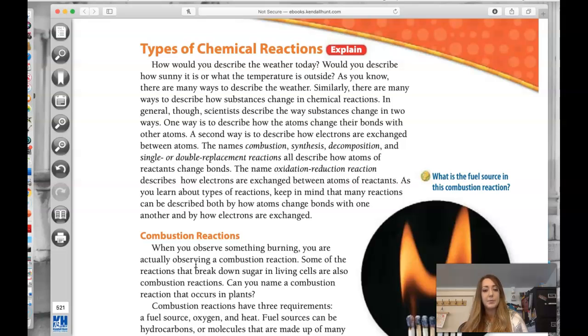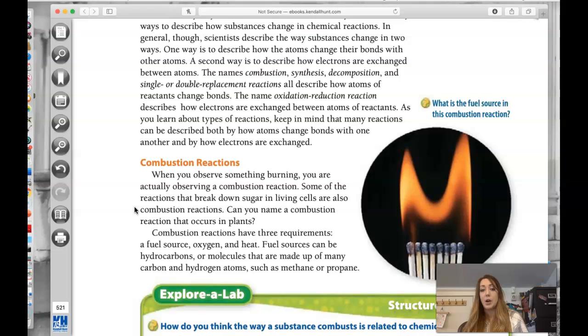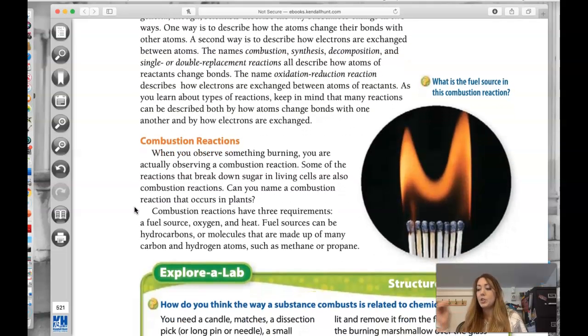As you learn about types of reactions, keep in mind that many reactions can be described both by how atoms change bonds with one another and by how the electrons are exchanged. Combustion reactions. When you observe something burning, you are actually observing a combustion reaction. Some of the reactions that break down sugar in living cells are also combustion reactions.